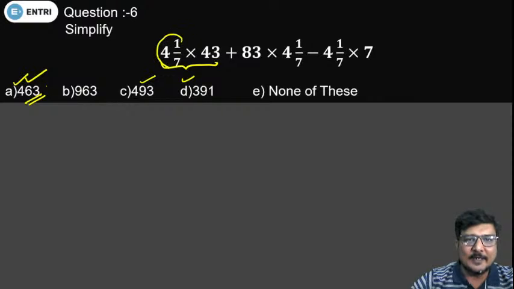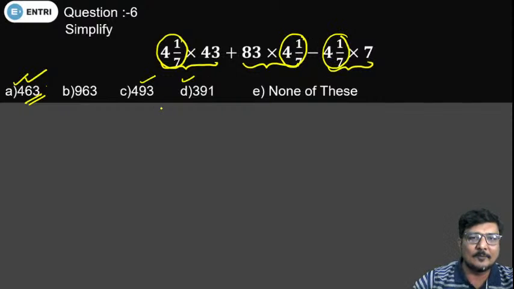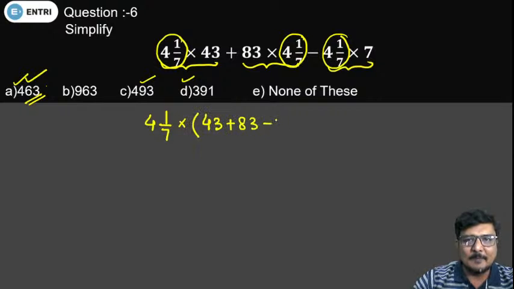We are going to take out 4 whole 1 by 7 common from here. So 4 whole 1 by 7 comes out, and in the bracket we will be left with 43 plus 83 minus 7. Is it clear to all of you? 43 plus 83 is 126, minus 7 gives 119, so we have 4 whole 1 by 7 into 119.